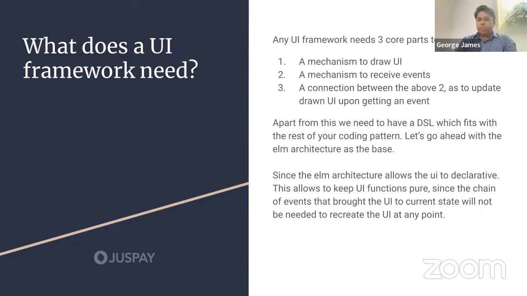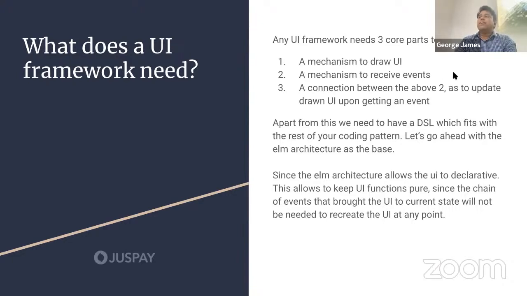Apart from this, like I said before, you'd like to have a DSL which fits a lot with your own coding pattern. I think with Juspay, we chose the Elm architecture because it allows you to declaratively write code. And that allows this one core feature where you can always come back to the same place where you dropped off. So let's say you have a data block of 5 keys. If you take the same 5 keys and come back and start your UI at any point, you can restore your UI back to exactly what it is. And I think that is why we chose the Elm architecture.